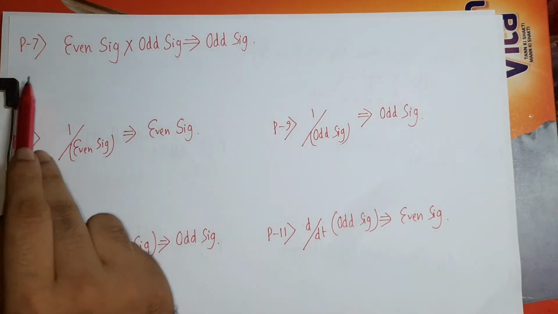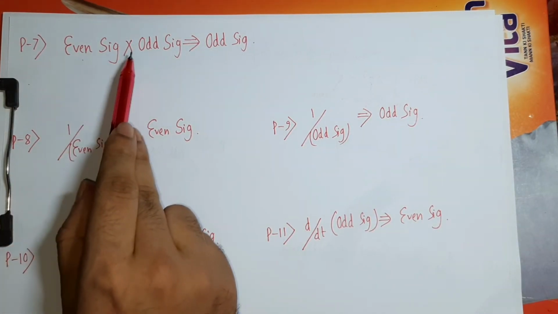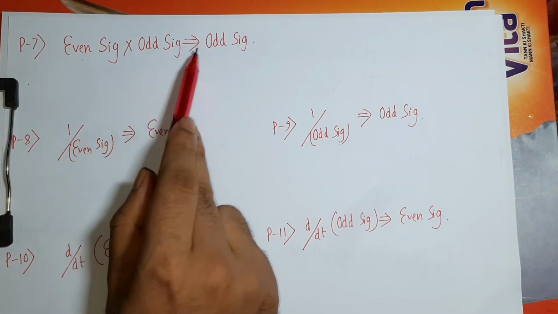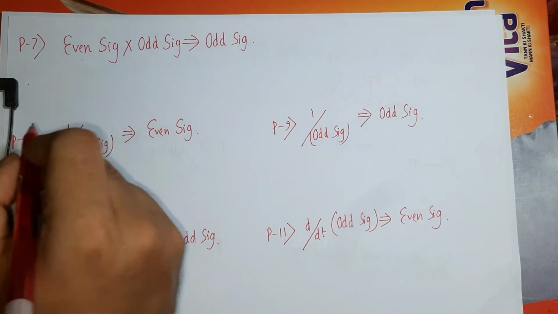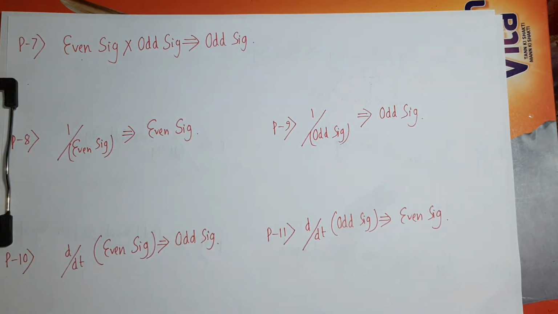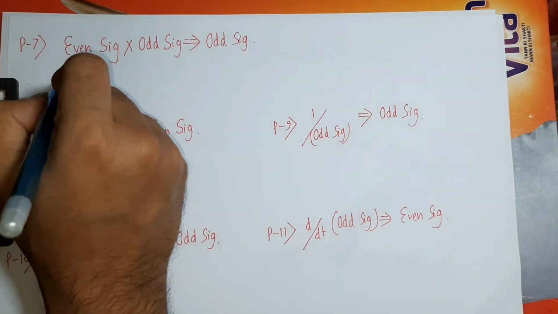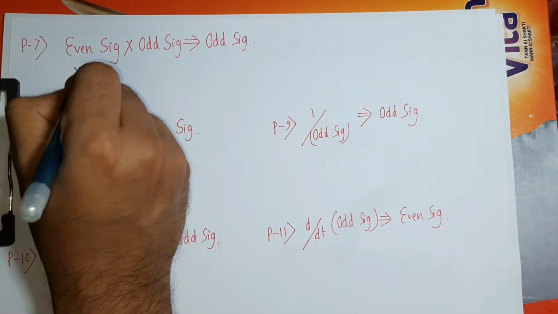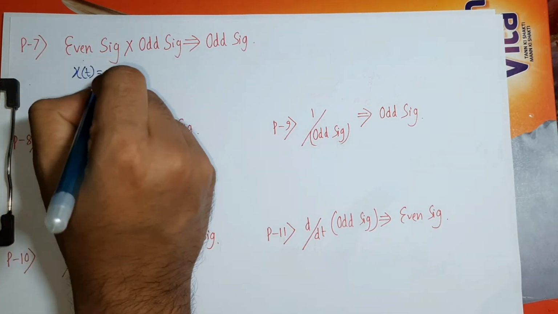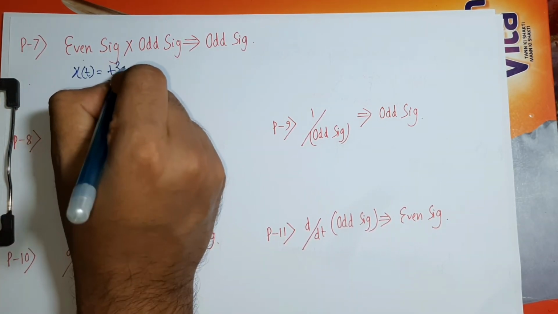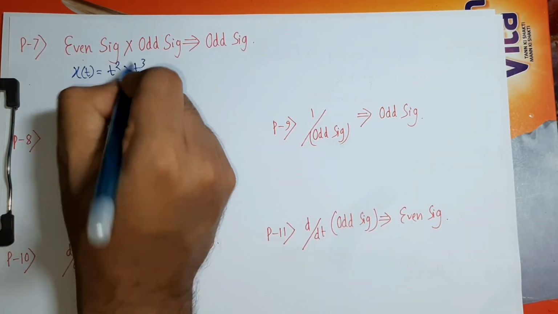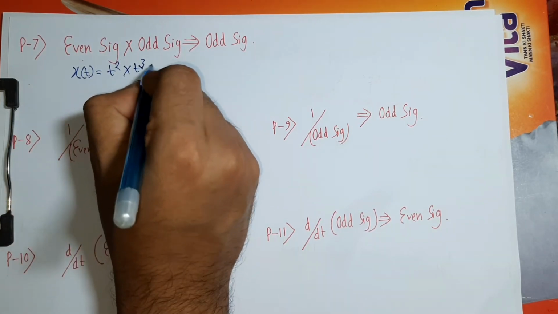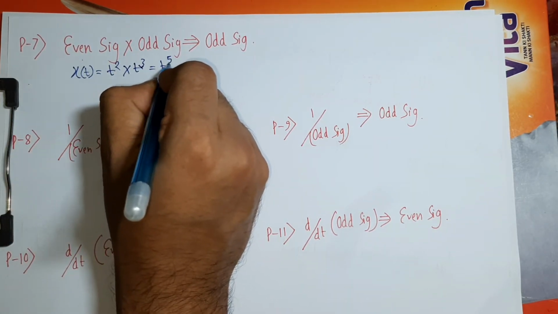The seventh property says that even signal multiplied by an odd signal results in an odd signal. Let me take an example of this case to explain this. Suppose we have a signal xt such that xt is equal to t square into t cube, and t square into t cube is nothing but equal to t to the power 5.